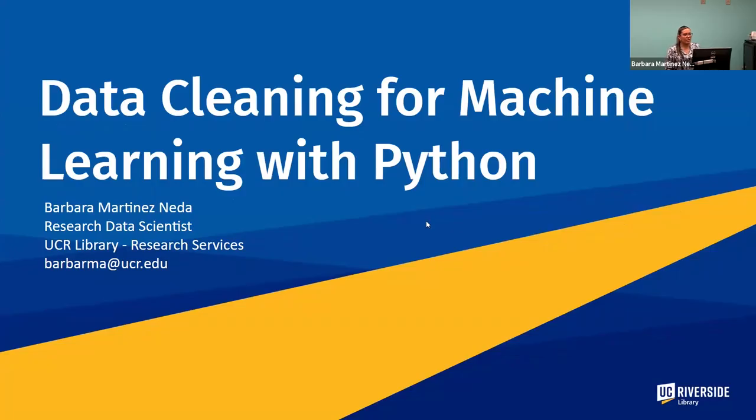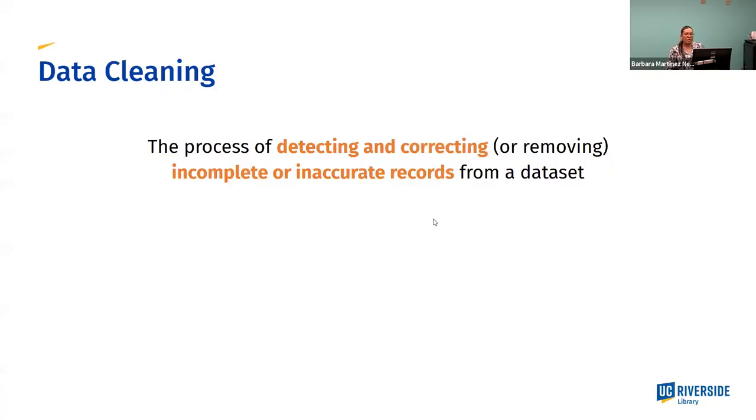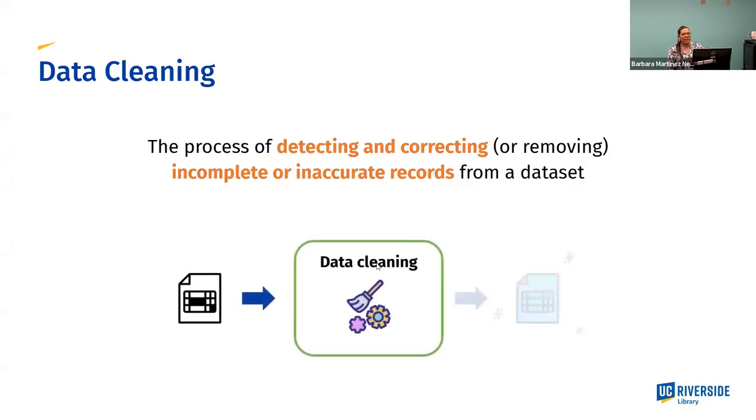So let's go ahead and get started by first talking a little bit about what data cleaning is. Data cleaning is the process of detecting and correcting incomplete or inaccurate records from a data set. In this little graphic here, I have how we have a data file that might not be too clean. It might have some missing records. It might have something that we need to take care of. And by taking care of some data processing and data cleaning steps, we can end up with a clean data set ready for multiple applications, including machine learning.